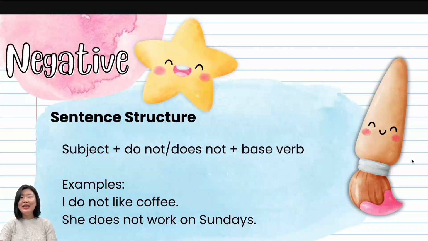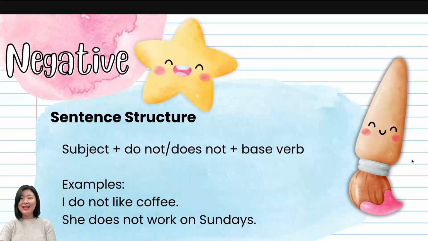So let's take a look at the negative sentences. The sentence structure is as follows. You first write your subject and use do not or does not and a base verb. In a negative sentence, you do not have to add an S to your verb. Instead, we use do not or does not to indicate whether it is a third person singular or not.